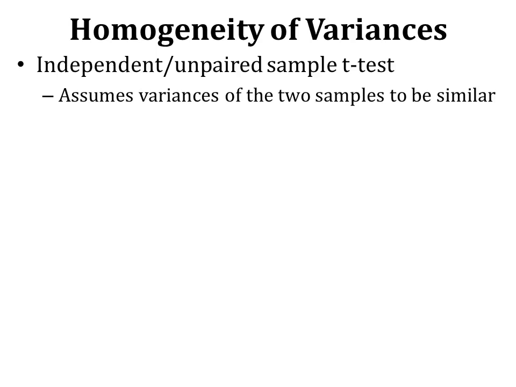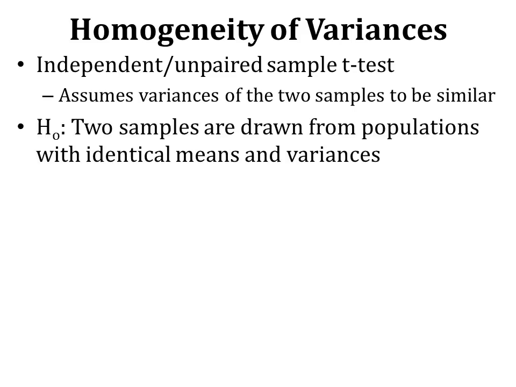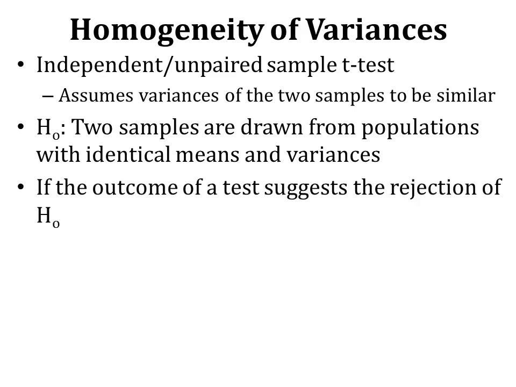Then another attribute of the comparison of averages is the homogeneity of variances. This is mainly the attribute of the unpaired sample t-test, or the unmatched sample t-test. For that purpose, we need to assume that variances of the two samples are similar. So the general null hypothesis for this kind of analysis of means is that two samples are drawn from populations with identical means and variances.